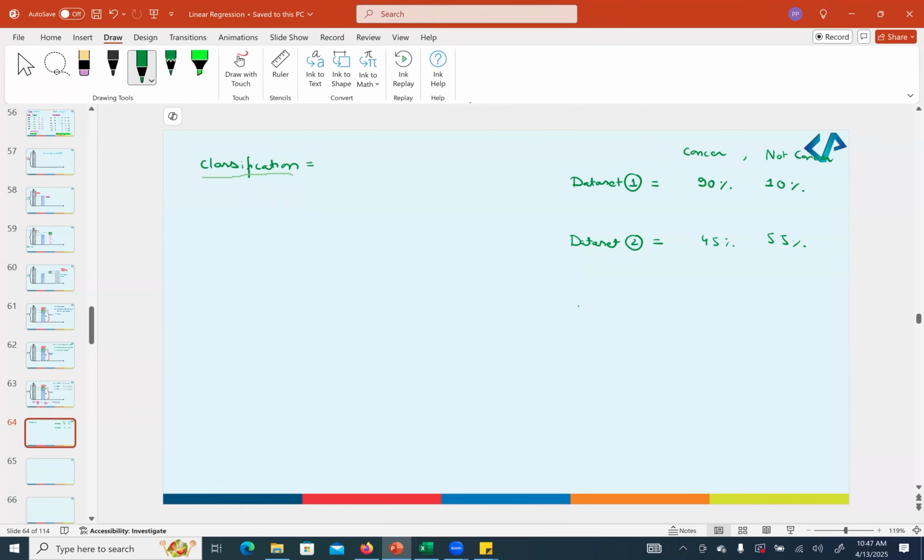Correct. In your data set, 90% of the people have cancer and 10% do not have cancer in the data set itself. It's not prediction. In some other data set, 45% have cancer and 55% do not have cancer. So depending upon this ratio, I can get the minimum accuracy of a data set. Let's say in some other data set this is 30% and this is 70%, then what is going to be the minimum accuracy of this data set?